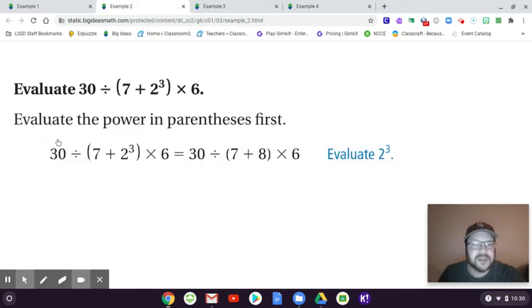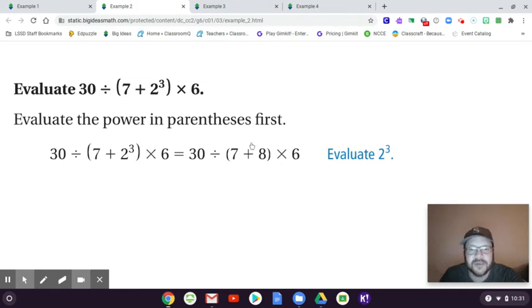So we evaluate the parentheses. We end up getting 30 divided by 7 plus 8 times 6. And again, you should always rewrite these problems and do them on paper. Okay, so that's what we did first, is 2 to the third. What is next?